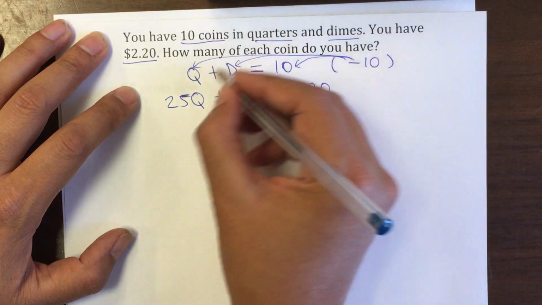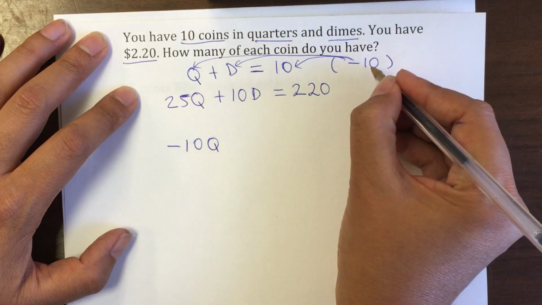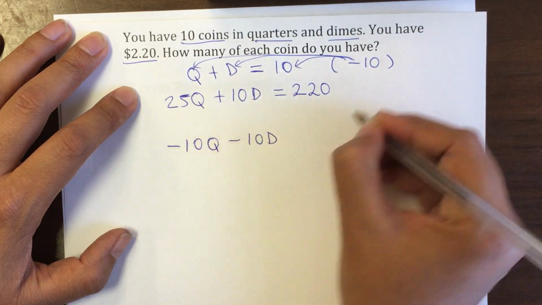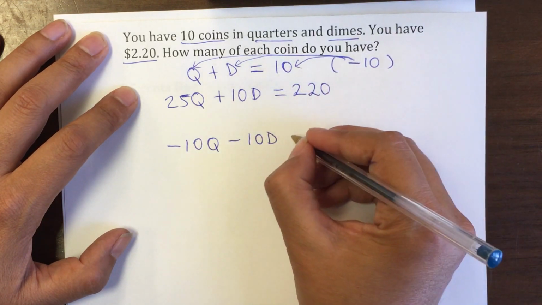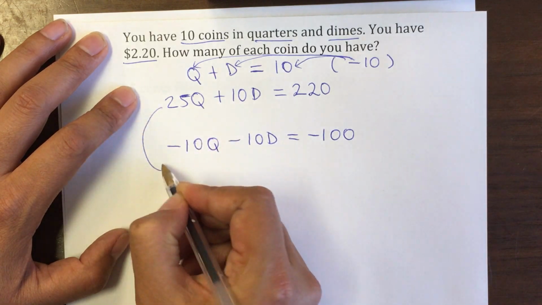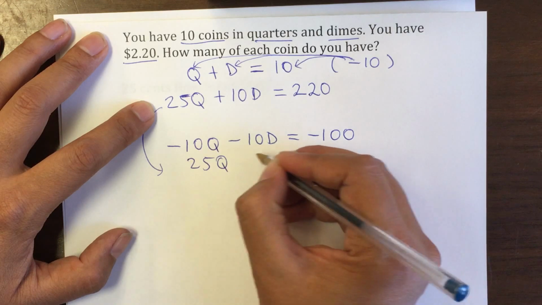Okay, so I multiply by -10, so it's going to be -10q. -10 times d is -10d. -10 times 10 is equal to -100. The second equation, I'm just going to keep the way it is. Just bring it down.